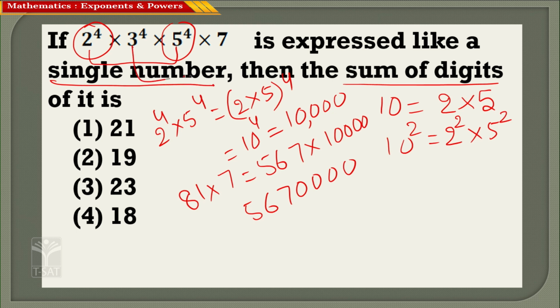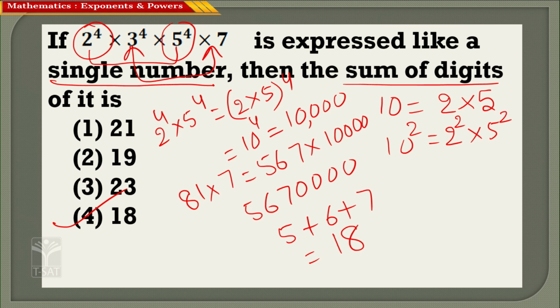So the crucial role is with this: whatever you multiply, that only will give you digits. Now you want the sum of digits. So what is the sum of digits? 5 plus 6 plus 7. 7 plus 6 is how much? 13. 13 plus 5 is 18. So quickly you can identify it.